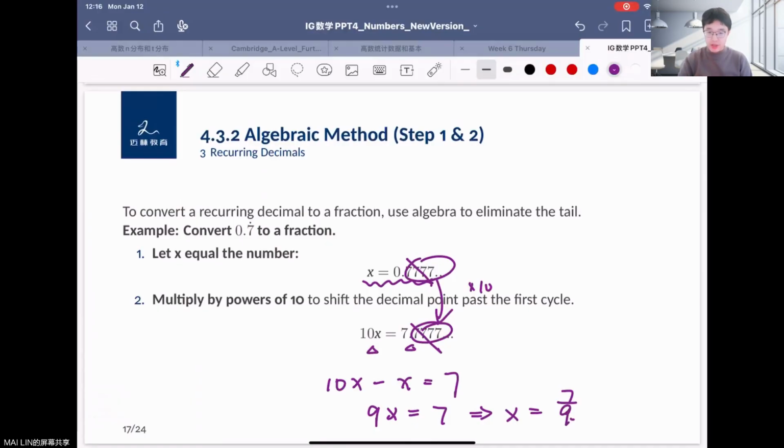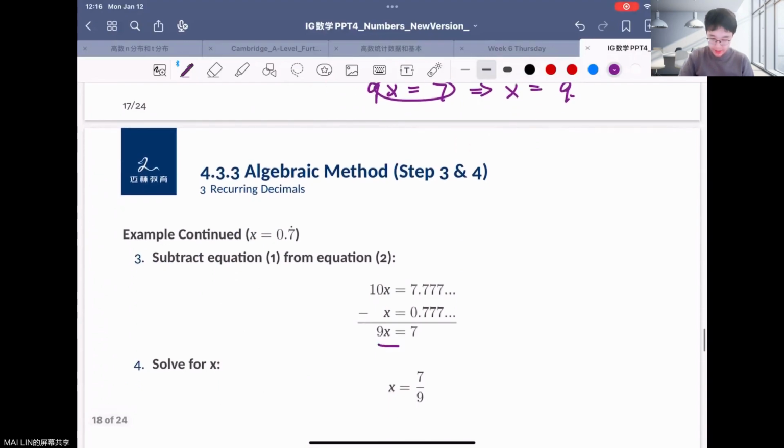Okay, so this is the method. Every time you can just try to multiply by a value, make an equation, and then find the correct value. You can find 9x equals 7 because the decimal parts cancel together, so only 7 is left.